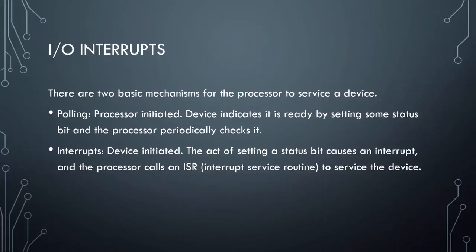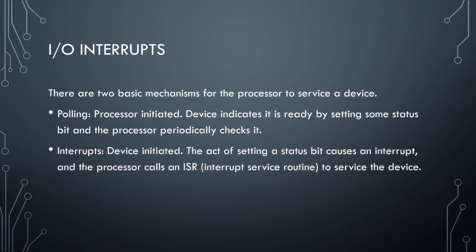So as I mentioned, there are two basic ways for our processor to use these interrupts to service the device. The first one is polling, and this is processor initiated. The connected device indicates it's ready, and the processor just periodically checks. It's essentially like asking somebody, are you ready yet? Are you ready now? And so on and so on. So the processor is just checking the device constantly. If the device is ready, then the processor knows it can go ahead and execute whatever is next.